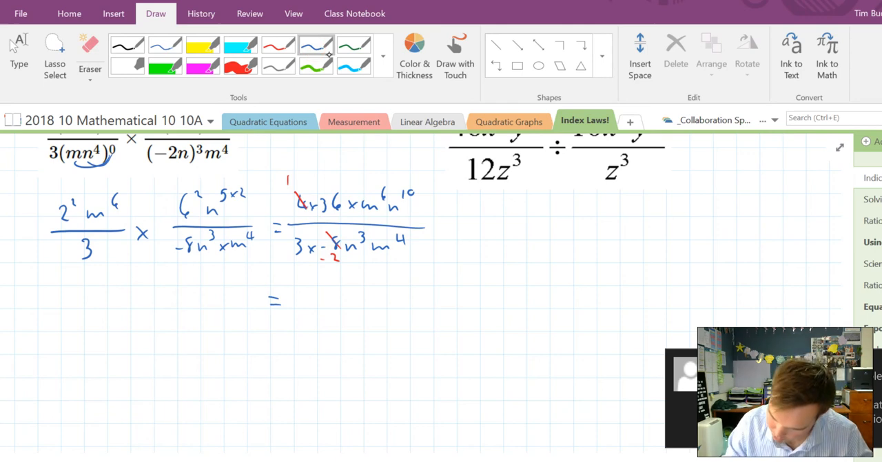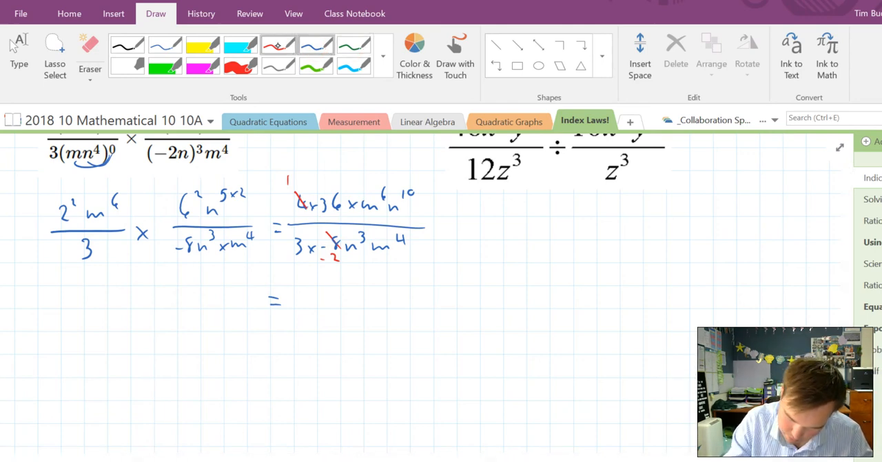I'm then going to look at the m's. I've got 6 m's on top and 4 on the bottom. I'm going to cancel 4 out there and take 4 out there, leaving it with 2. I have 10 n's on the top and 3 on the bottom. I'm going to cancel 3 out there and 3 out here. If I cancel these out, they're just left with 1's.